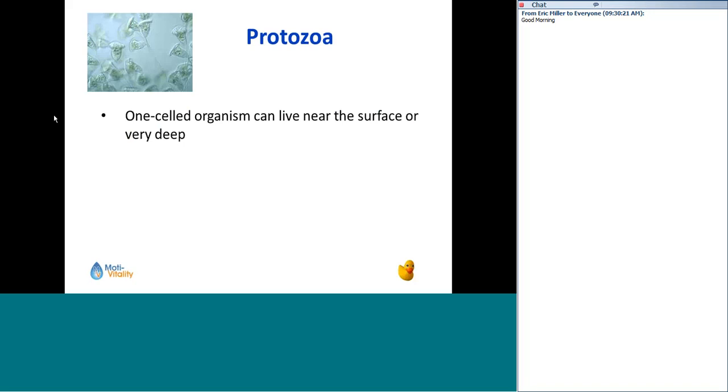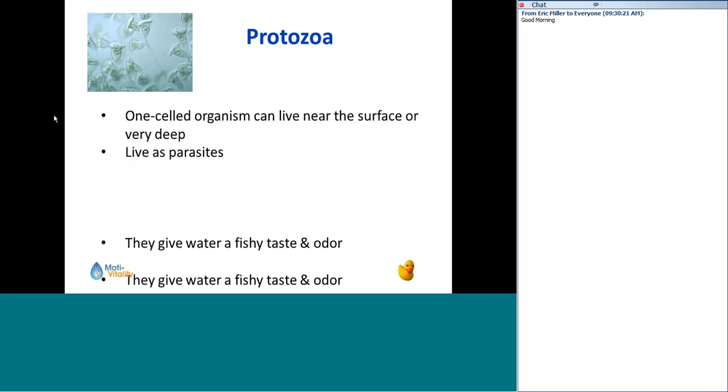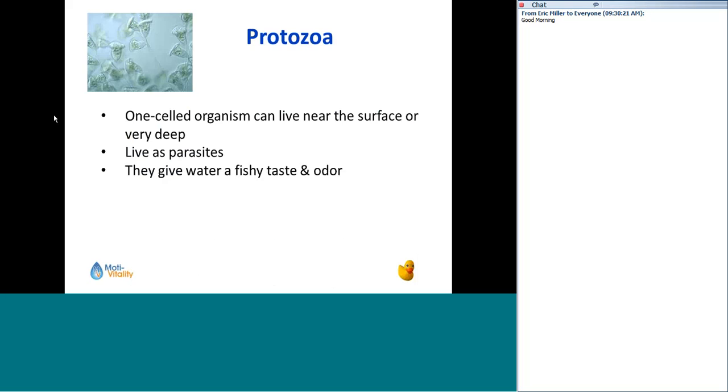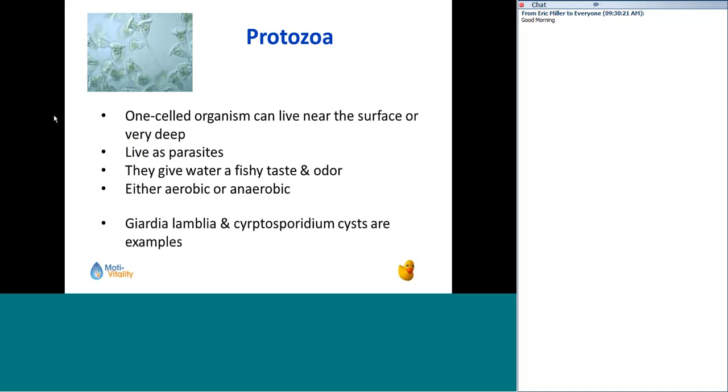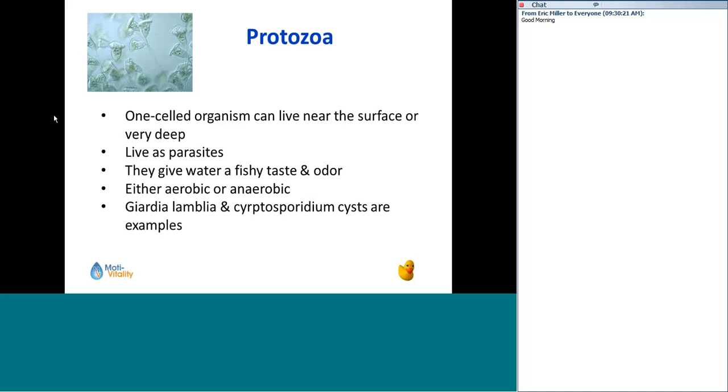Protozoa are one-celled organisms that live near the surface or very deep. They live as parasites, and they give water a fishy taste or odor. They can be either aerobic or anaerobic. And Giardia lamblia and Cryptosporidium cyst are examples of these.